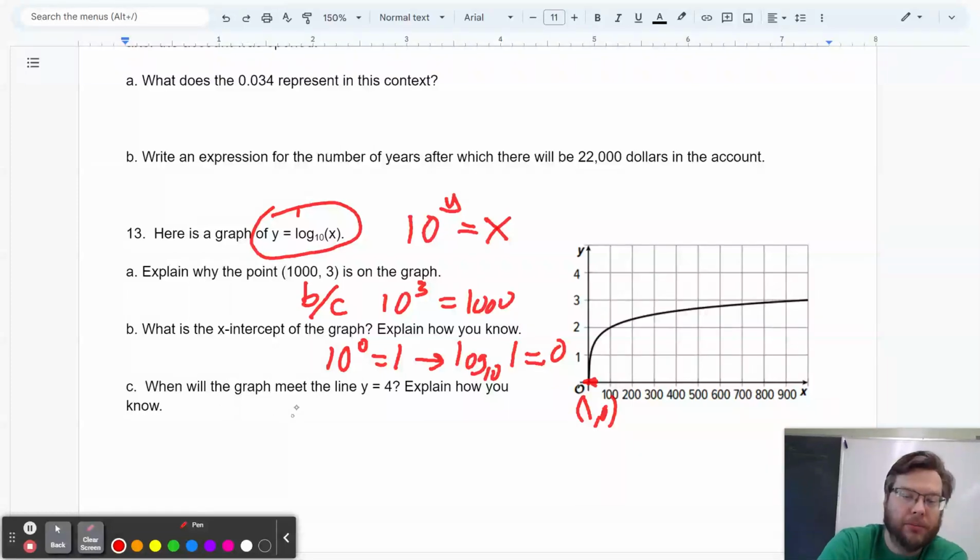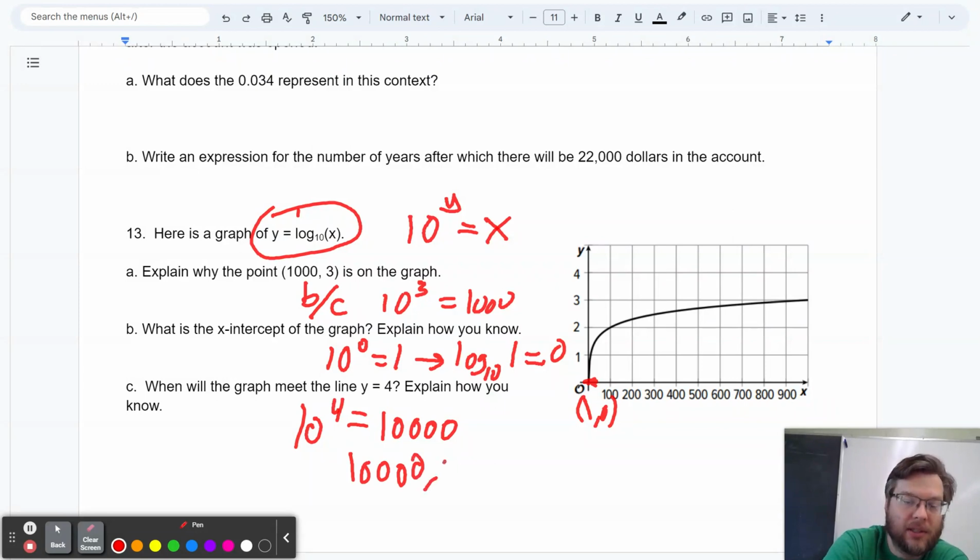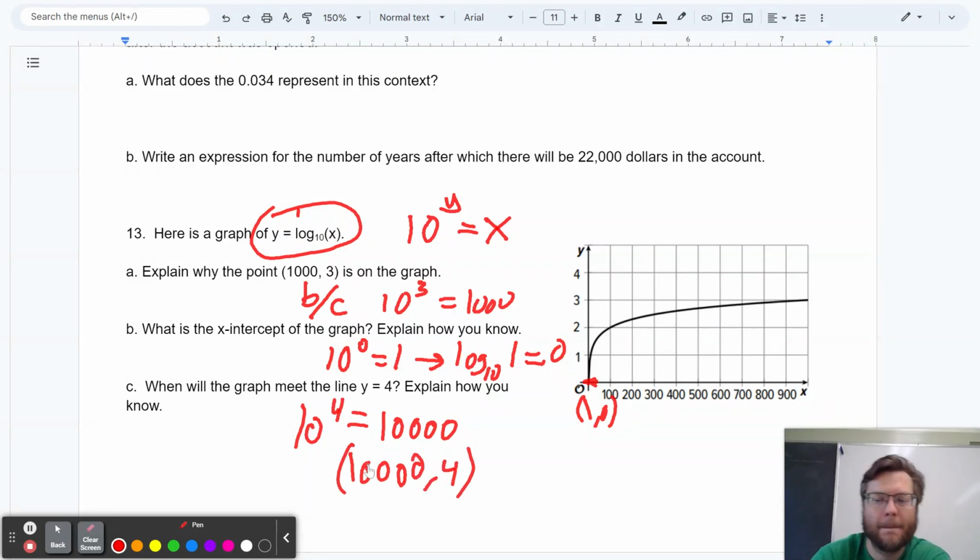Where will the graph meet the line y equals 4? Well, we know 10 to the y equals x. So we need 4 zeros. That means it's going to be the point 10,000, 4. So that was a really quick overview of exponents and logarithms. Let me know if you have any specific questions. I'm happy to help out.